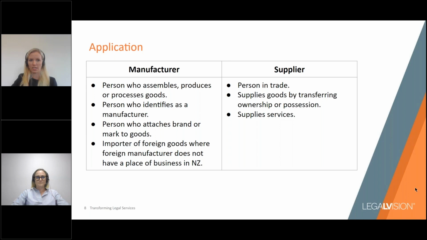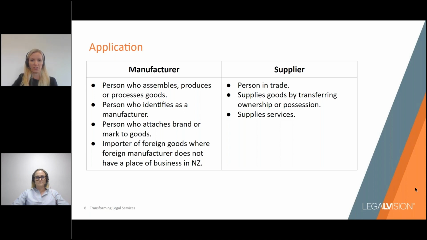This is actually quite an important point because it means that under the law, if you import goods into New Zealand from an overseas manufacturer, you may actually be deemed to be the manufacturer of those goods if at the time of importation, the actual manufacturer does not have a place of business in New Zealand. So if you are acquiring goods to then distribute or resupply and trade, it is worth checking whether your overseas suppliers do have a place of business in New Zealand.